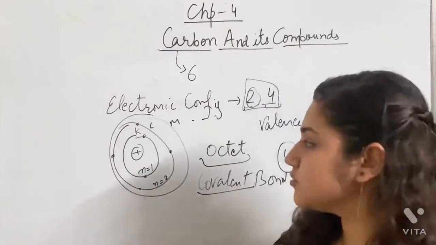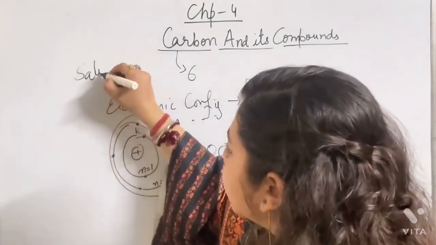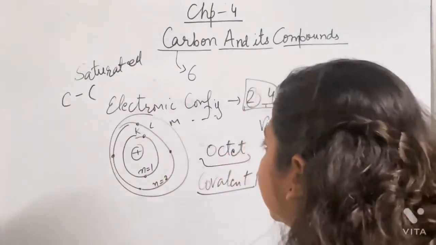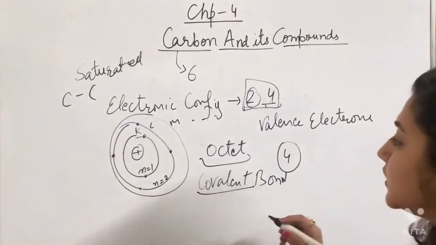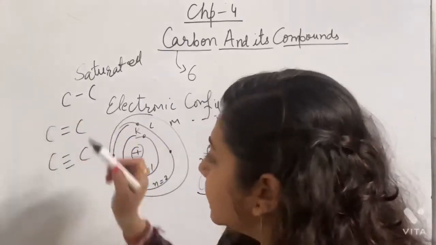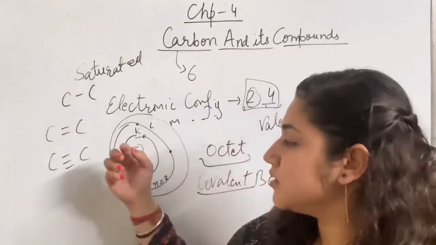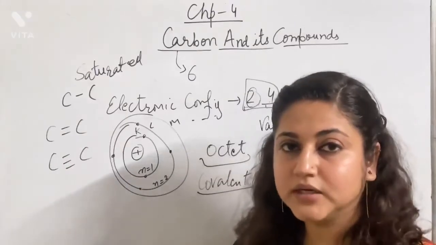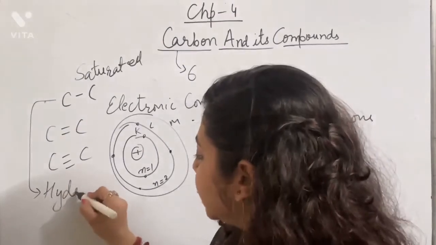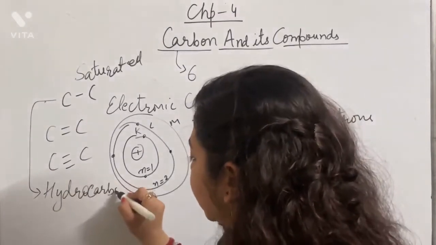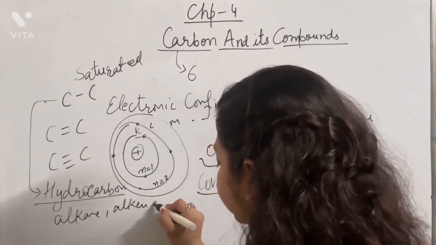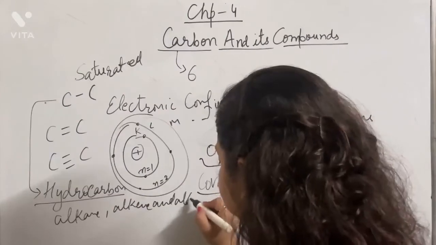The saturated compounds are those compounds in which there is a single bond between carbon and carbon, and in case of unsaturated compounds, carbon and carbon contain a double bond or triple bond. Further, we will cover these single bond, double bond, triple bond type of carbon compounds in a different category named hydrocarbons, and from there we study about alkanes, alkenes and alkynes.